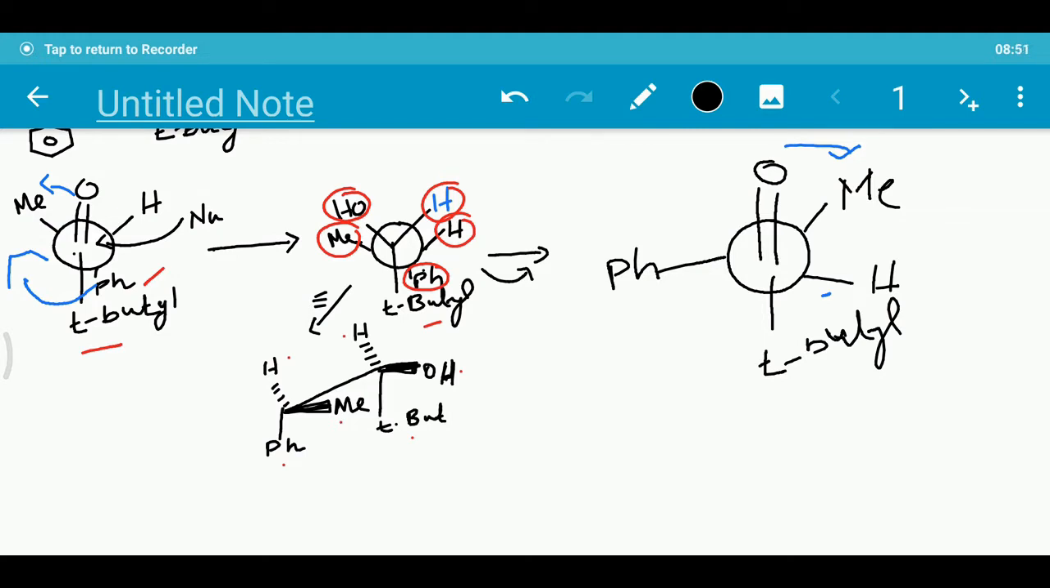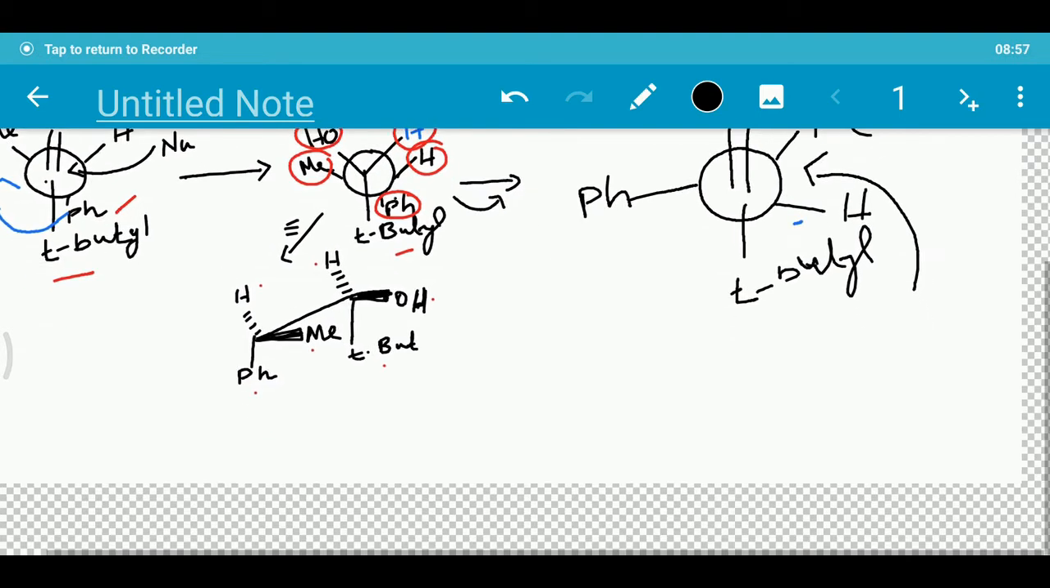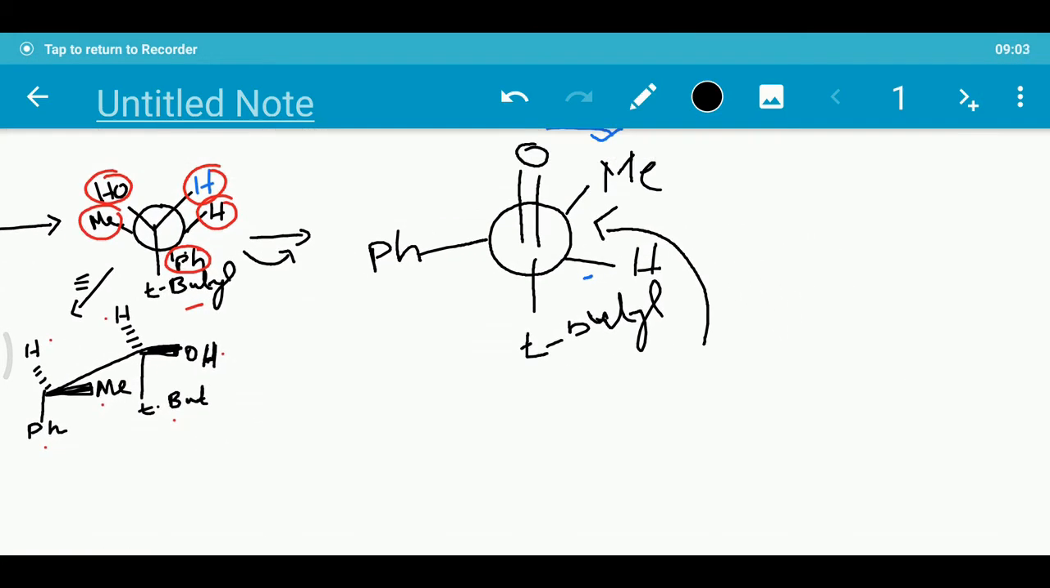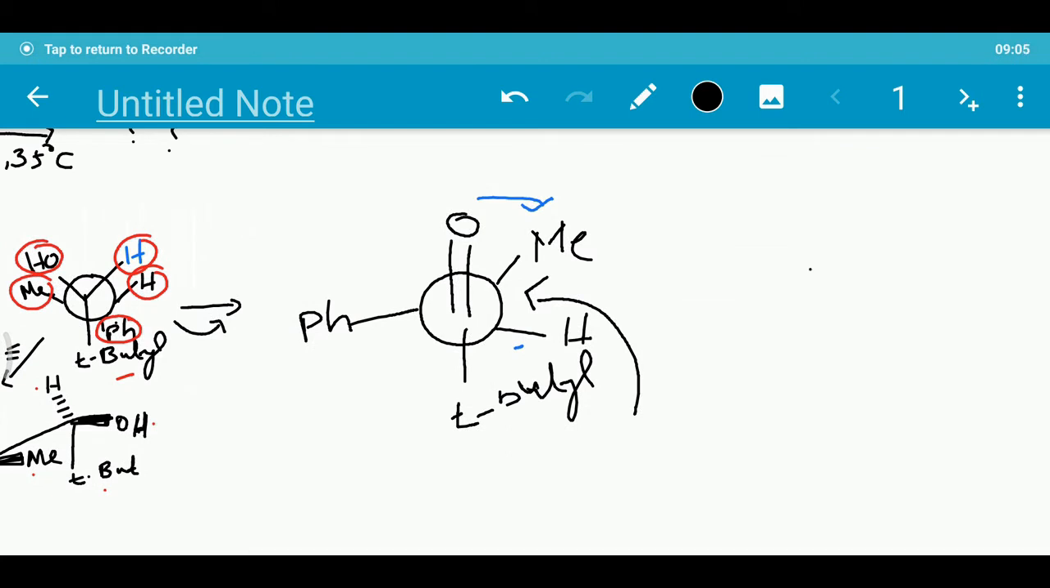Now, what we are trying to do here is the addition from the side of the smaller group. So when I add hydrogen, I end up with this structure. I have my OH group here, I have my hydrogen here, and I have my tertiary butyl group here.